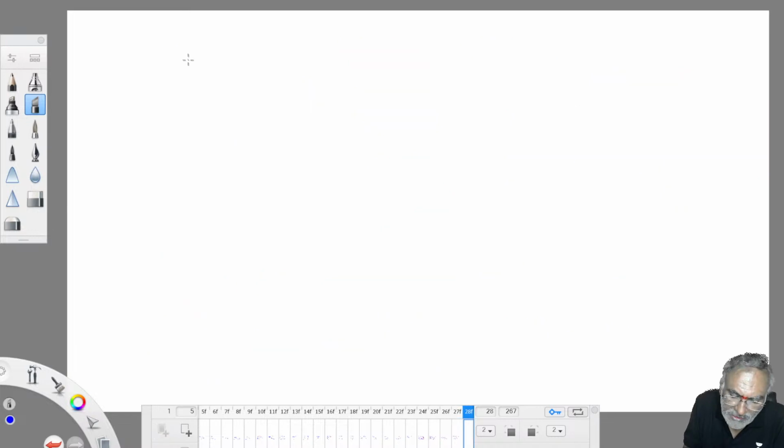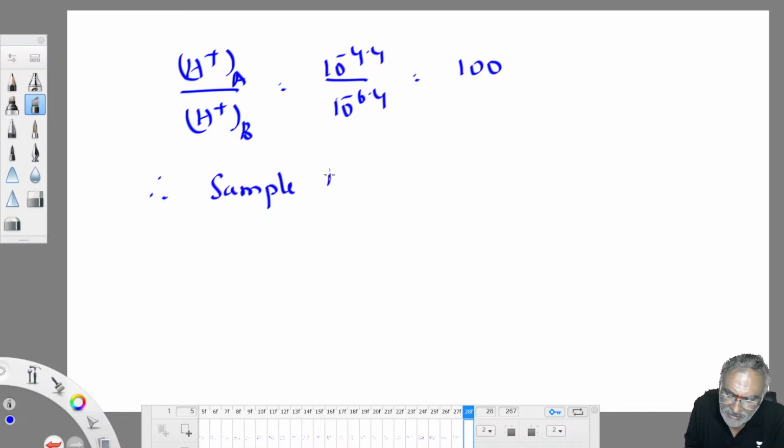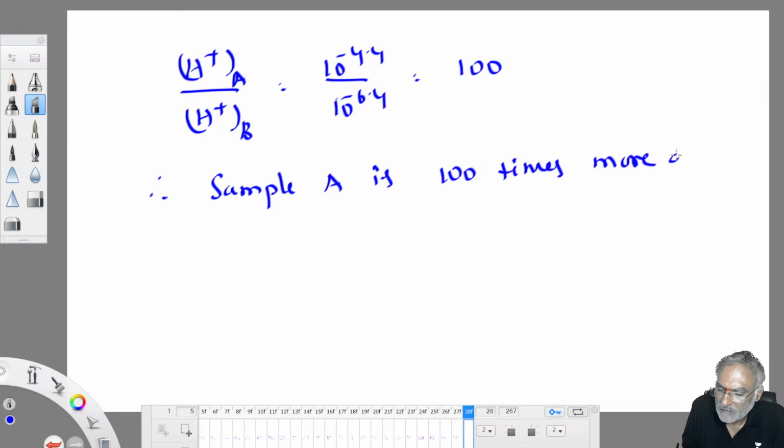So if I take H plus of A by H plus of B, the ratio if you work out is 10 power minus 4.4 by 10 power minus 6.4. You simplify, it is 100. Therefore, sample A is 100 times more acidic than sample B. That is how we can conclude.